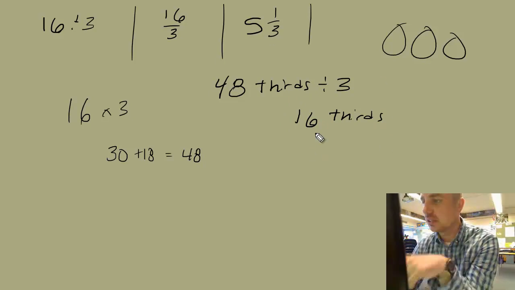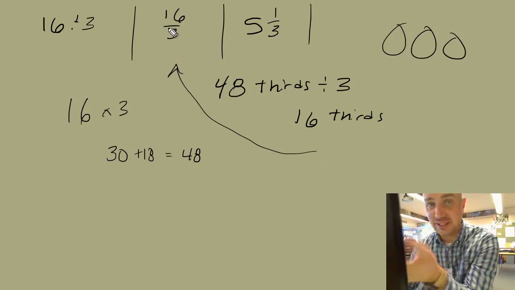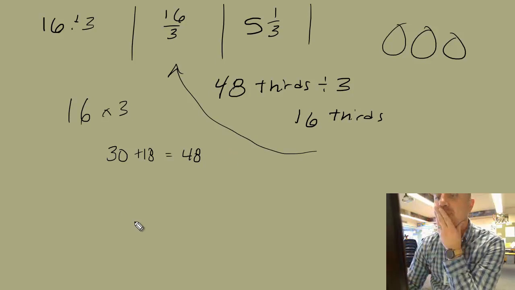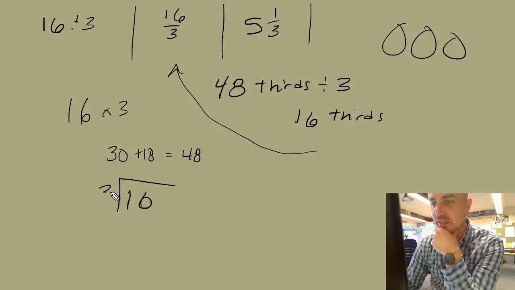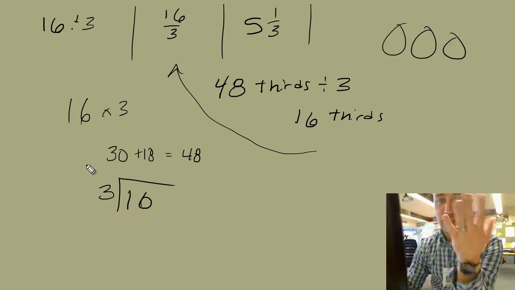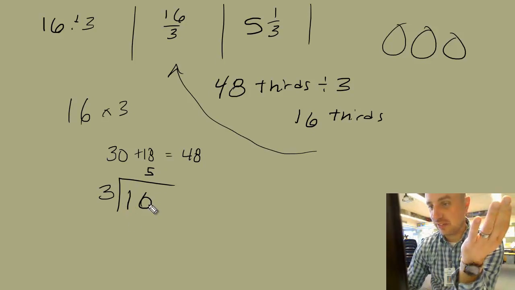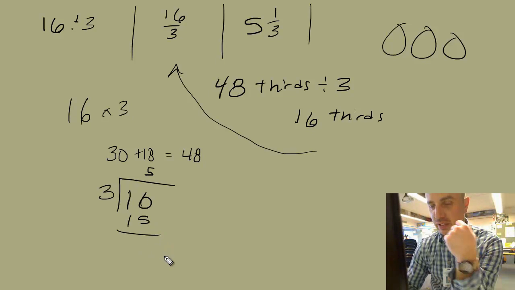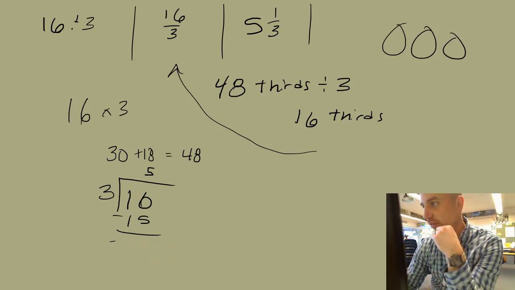And 16 thirds is the same as 16 thirds. And last but not least, let's just divide this out. 16 divided by 3. I can't go into that. 16 goes into 3 five times, right? That would be 15. Now I get 15. I'm subtracting, so I would have 1 left over.